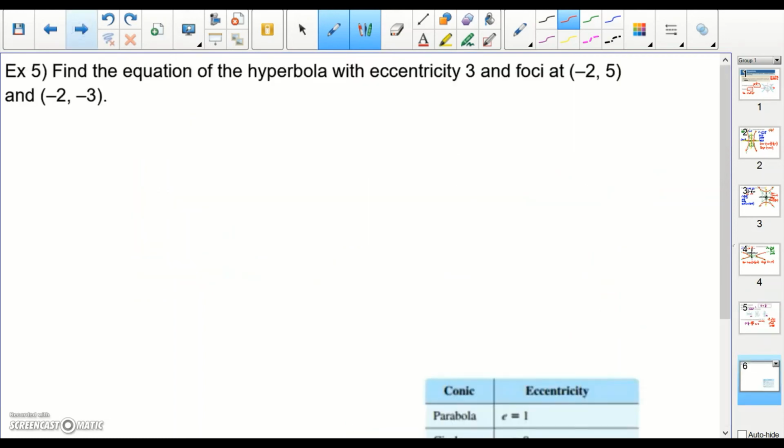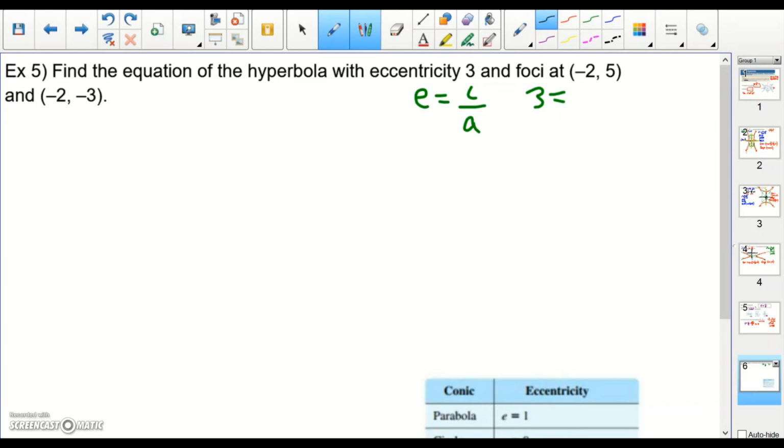Example 5, find the equation of the hyperbola with eccentricity 3 and foci at negative 2, 5 and negative 2, negative 3. Okay, so there's a lot going on here. We have to find that equation. They tell me that the eccentricity is 3, so I know I have this formula right here. But they give me that the eccentricity is 3, but I don't know the c value or the a value. They do give me kind of a description of what this looks like.